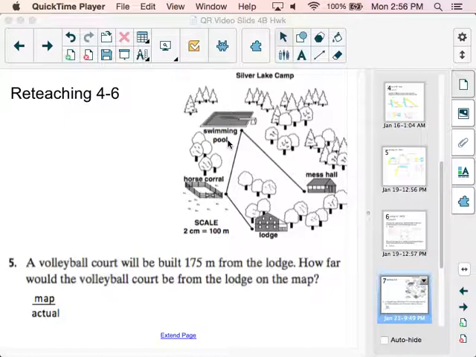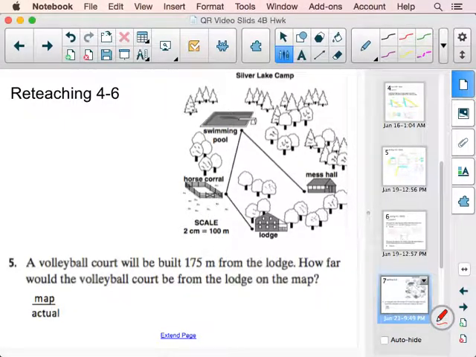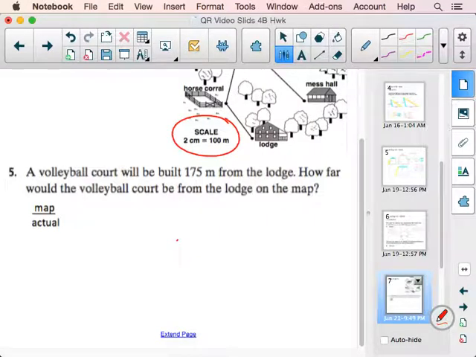So we know how far it is in real life, and we're trying to figure out how far that distance will be on the map. So you always want to go to your scale on your map, which is here. So 2 centimeters on the map is equivalent to 100 meters in real life. Your scale is always going to be the map or drawing to the actual. So the actual value will always be second. So we're going to set up a proportion where we do map over actual.